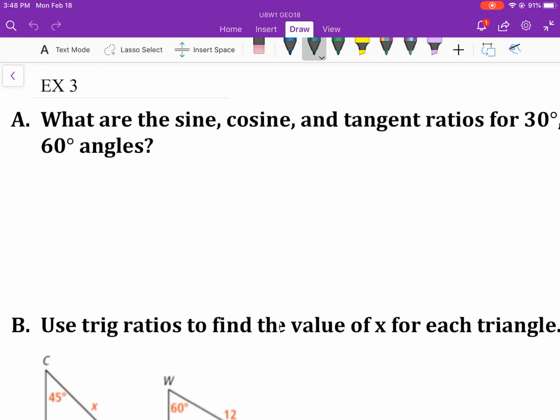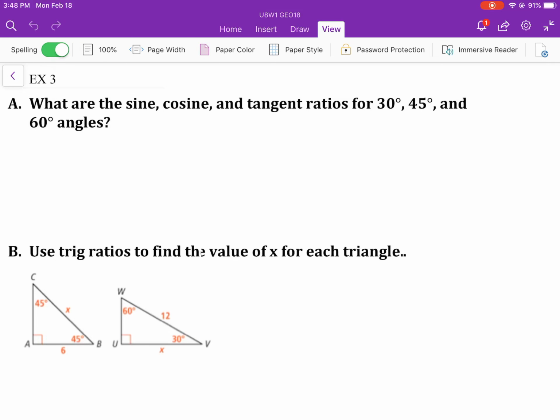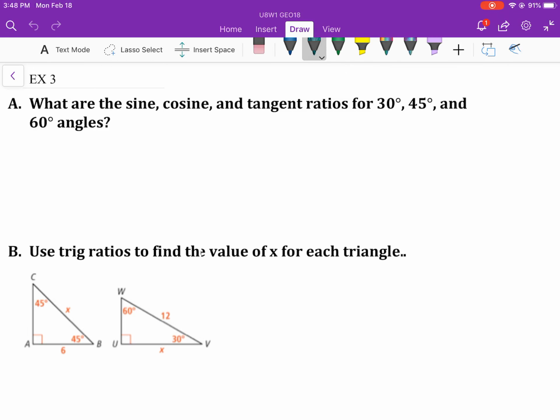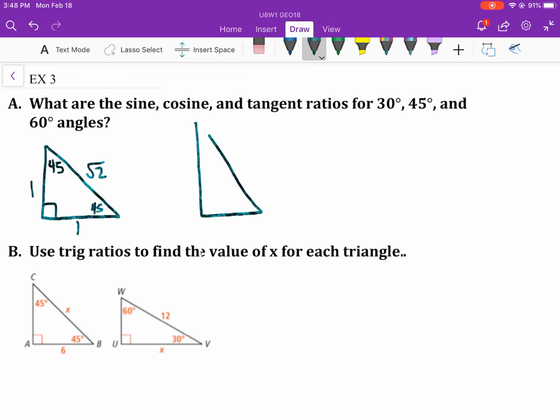What is the sine, cosine, tangent ratios for 30, 45, and 60 degree angles? So let's draw our special right triangles. 45, 45, 90, where this is 1, 1, square root of 2, and 30, 60, 90, where this was 1, this was the square root of 3, and this was 2. So what are the sine, cosine, and tangent ratios for 30, 45, and 60?